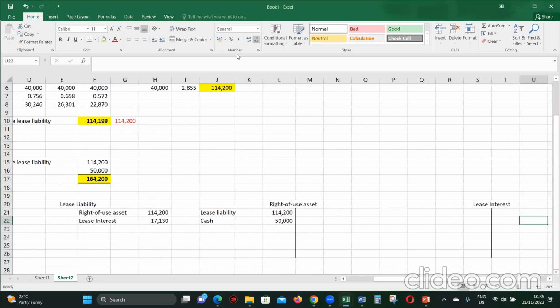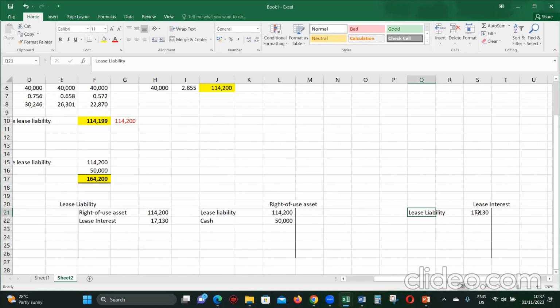You can show the lease interest as 17,130. And then you have the lease interest account. This is an expense account. Expense account means debit 17,130. Here you can write lease liability. So I think you are clear on how to record this lease interest in the two accounts.